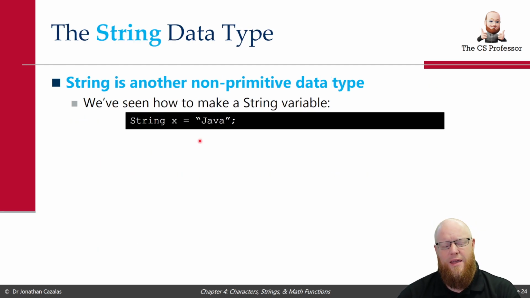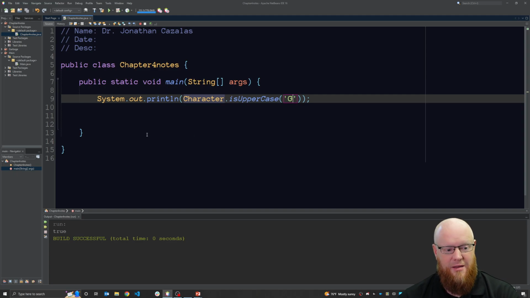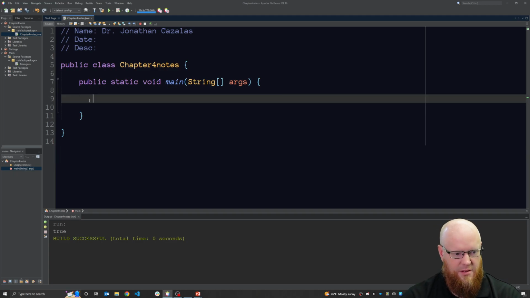So in that same vein, String is another non-primitive data type. And we've seen how to make a String variable. We have String x equals "Java". Pretty straightforward. But actually, under the hood, what's going on is this. It's really String x equals new String("Java"). Because strings are so common, Java gives us this shorthand code above. Java does not force us to type new String every single time, but in fact, it's not just an example.